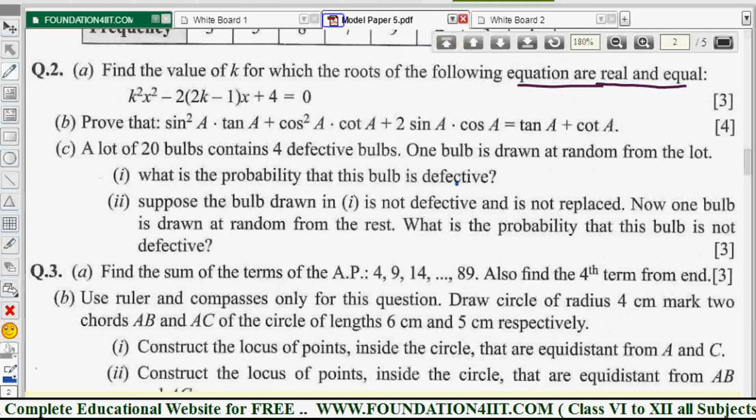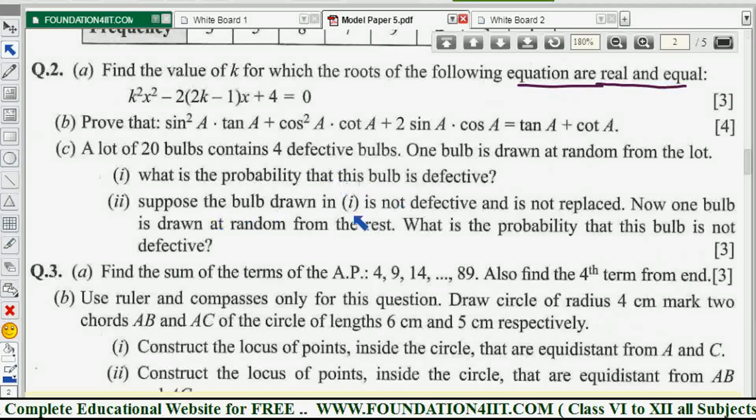It's from probability. A lot of 20 bulbs contains 4 defective bulbs. One bulb is drawn at random from the lot. What is the probability that the bulb is defective? So this first one is simple. Defective is already 4, 4 by total 20. So 4 by 20 you can write as the probability.